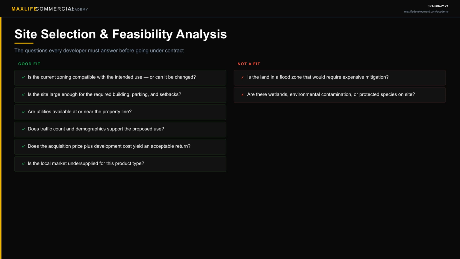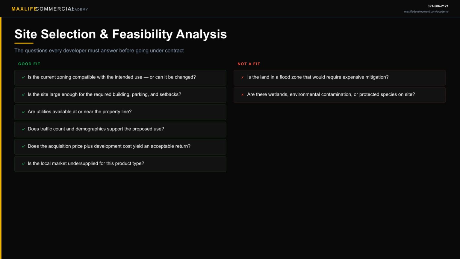Fourth, traffic and demographics. Your end user, whether that's a retailer, a medical tenant, or an industrial operator, cares deeply about access and rooftop counts. Make sure the trade area supports the use.